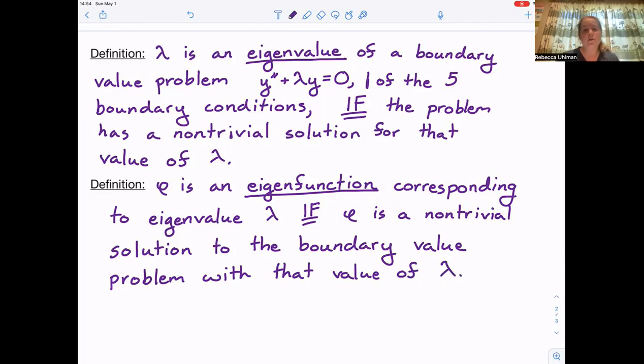In the next video, we will do some actual examples with eigenvalues and eigenfunctions. So if these are slightly confusing definitions here, they will make more sense with the examples.